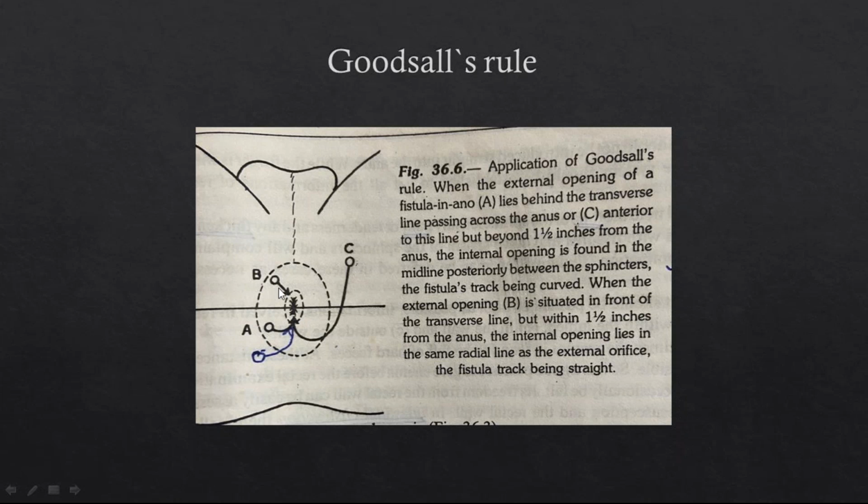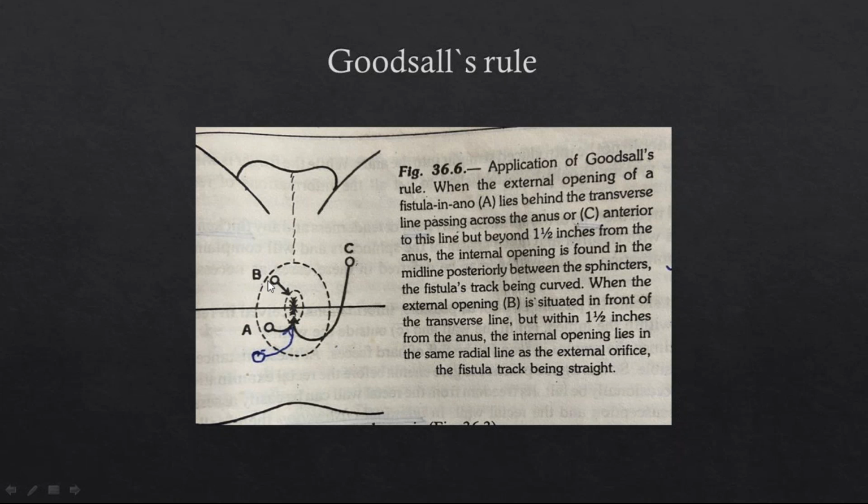Whereas if the external opening is present on the anterior aspect above the imaginary line, and if it is within the 1.5 inches from the anal verge, it will be a straight tract, and the internal opening will be exactly opposite to the external opening inside the anal canal. Internal opening will be opposite the external opening with a straight tract.